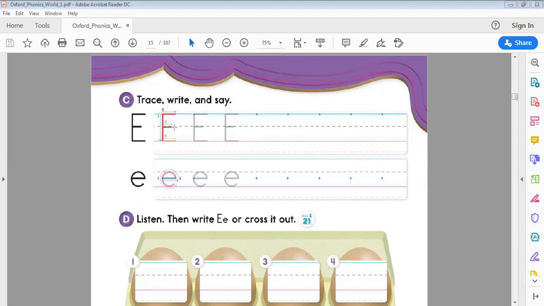So easy to write letter E. This is the form. How can I write? Okay, so we have to follow the steps. Follow line 1, line 2, line 3, and line 4.